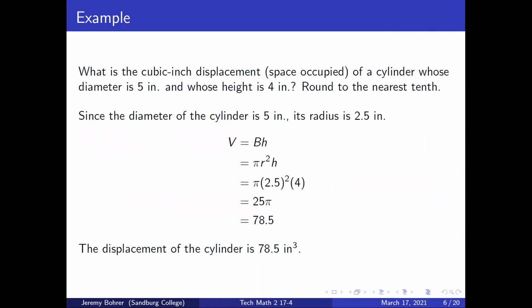What is the cubic inch displacement, space occupied, of a cylinder whose diameter is 5 inches and whose height is 4 inches? Round to the nearest tenth. Since the diameter of the cylinder is 5 inches, its radius is 2.5 inches. V equals BH, which is pi r squared times h, which is pi times 2.5 squared times 4, which is equal to 25 pi, which is 78.5. The displacement of the cylinder is 78.5 cubic inches.